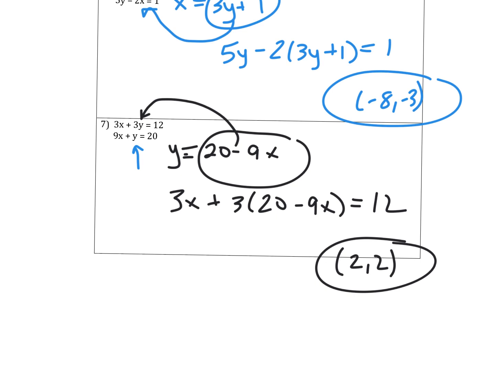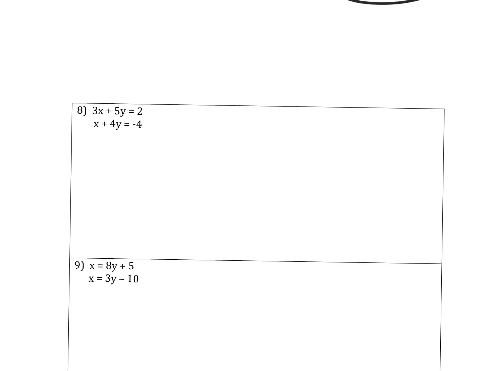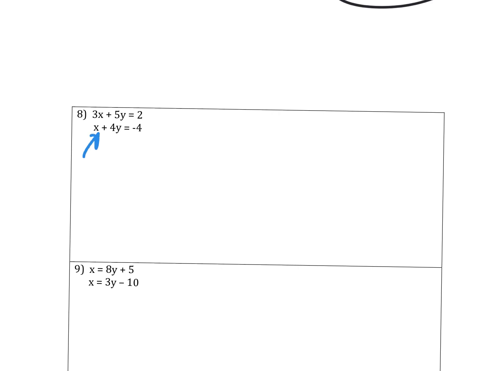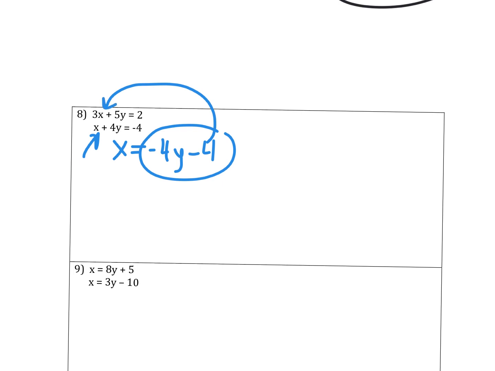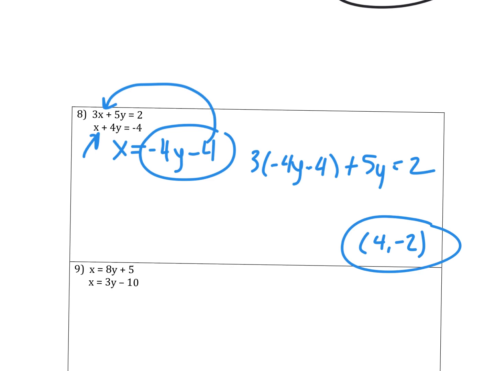On to the next page. We're going to solve for the x in the second equation, again, because it has a coefficient of 1. So we're going to subtract 4y. X equals negative 4y minus 4. This substitutes for x in the first equation. So you should have 3 times negative 4y minus 4 plus 5y equal to 2. And then when you solve for y and x, you're going to have 4, negative 2 for your point of intersection.